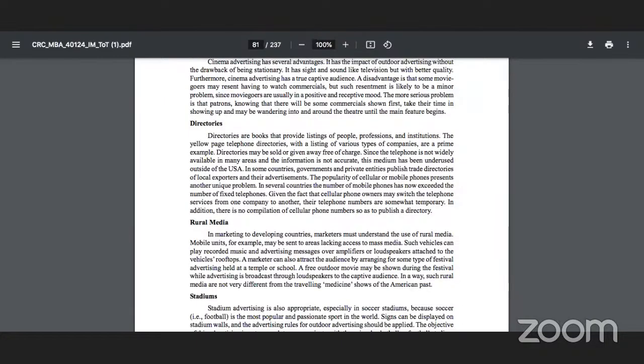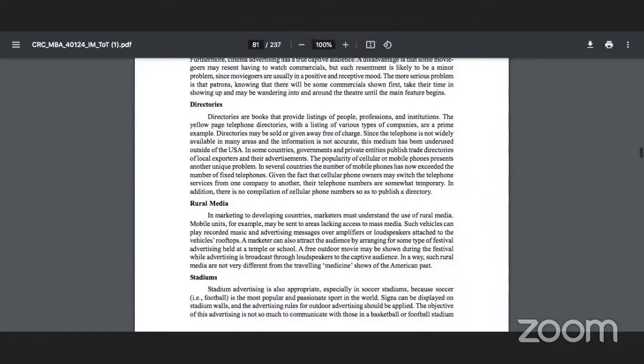The next one is directories. Now these are not very popular of late, but however they are books that provide listings of people, professions and institutions. So there is a limited set of companies in that particular directory. For example, your local market may have an industrial directory pertaining only to, say, electronic goods, or a directory devoted to semiconductors. Or an IT hub which has only a directory consisting of software companies or hardware companies, as examples.